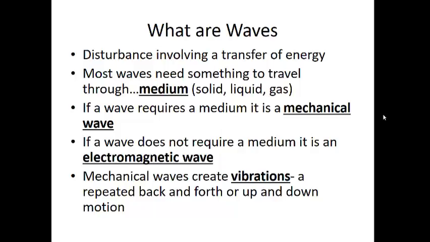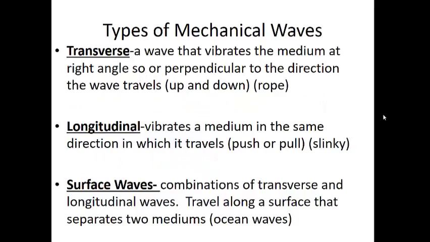Mechanical waves create vibration. So this is going to be like a repeated up and down pattern or a repeated back and forth pattern. So let's go ahead and talk about the three different types of mechanical waves. The first one we're going to look at is a transverse wave. And this is a wave that vibrates in the medium at right angles or perpendicular to the direction of the wave. So let's go ahead and see a picture of that.